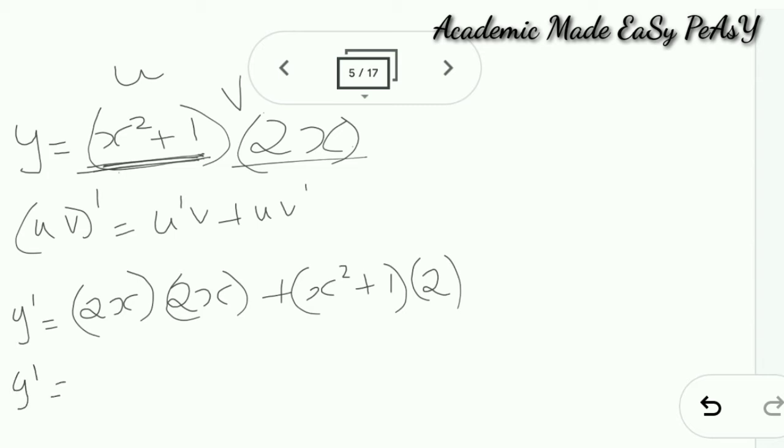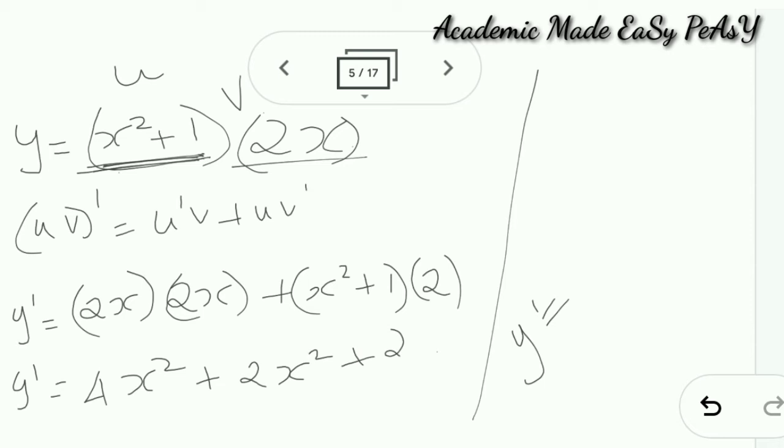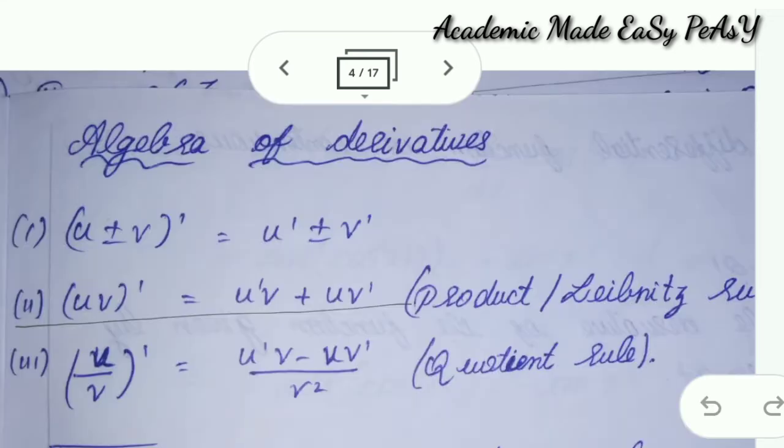So y dash is equal to 2x into 2x is 4x square, plus I will be taking this 2 inside, so 2x square plus 2. So what is my final answer here? It is y dash is equal to 6x square plus 2. That's it. This is my answer. So (uv) the whole dash will be written like this only.